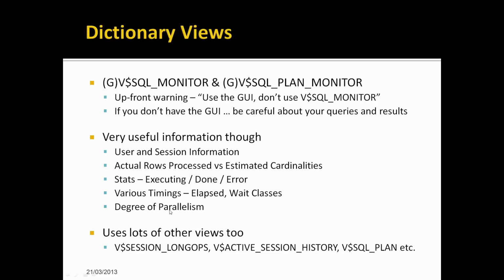Degree of parallelism is one quite dear to my heart, because one of the constant questions when you work with parallel query in an Oracle environment is what degree of parallelism did I actually get from my statement? I requested a degree of parallelism of maybe 32. How do I know whether it was actually parallel 32 or whether it was reduced to a lower degree of parallelism? We'll talk about that a bit later.